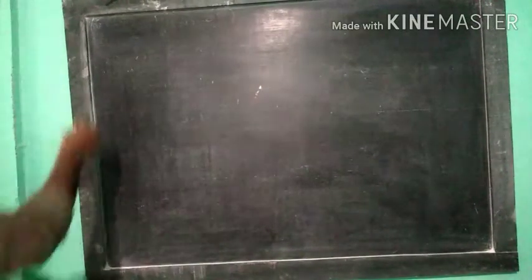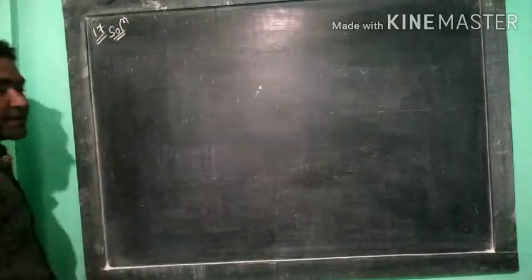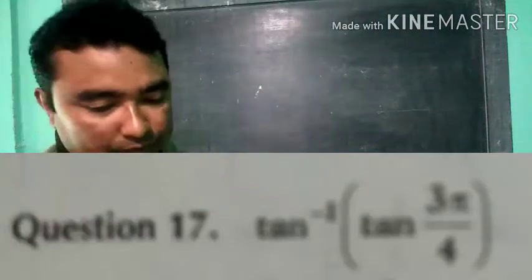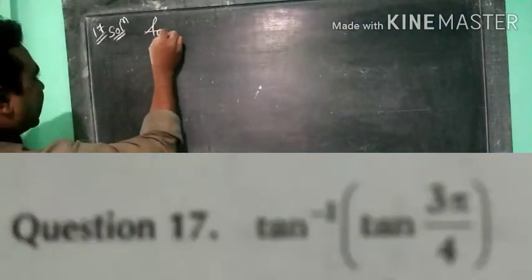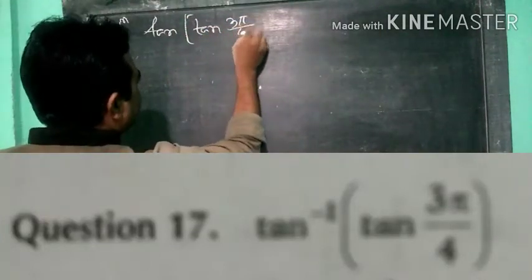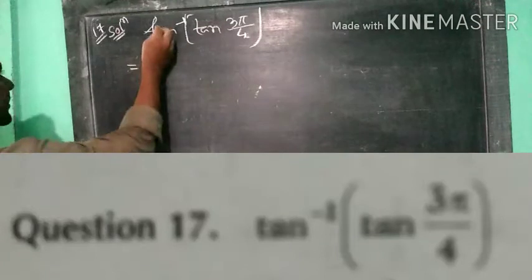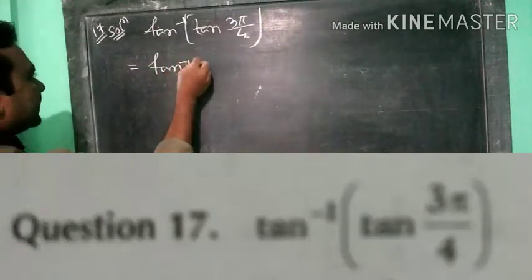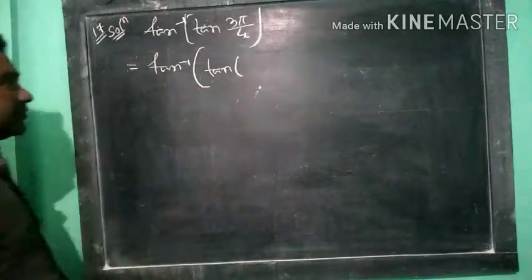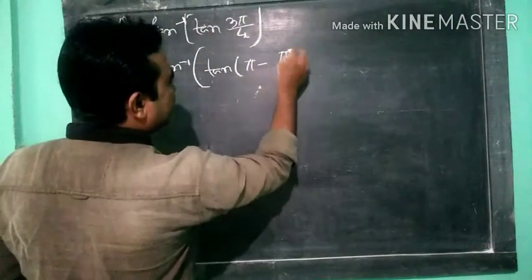Now we are going to solve question number 17. Question number 17 is tan inverse of tan 3 pi by 4. We keep tan inverse as it is, and work on tan 3 pi by 4. The angle 3 pi by 4 can be written as pi minus pi by 4.